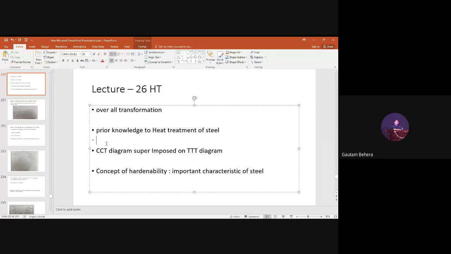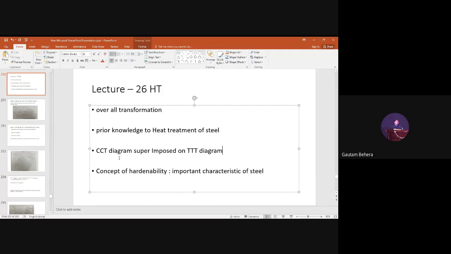And the second topic is prior knowledge to the heat treatment of steel. That means before going into any kind of heat treatment, what prior knowledge should you have? That is important. And this is not in terms of dimensions.